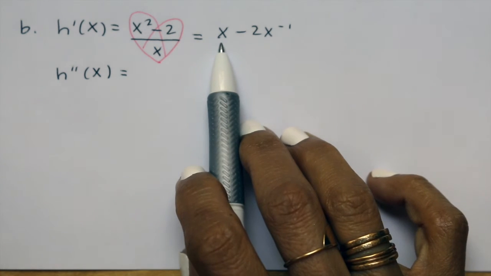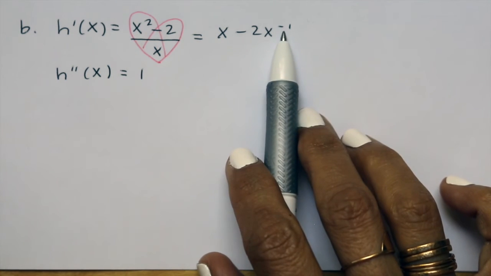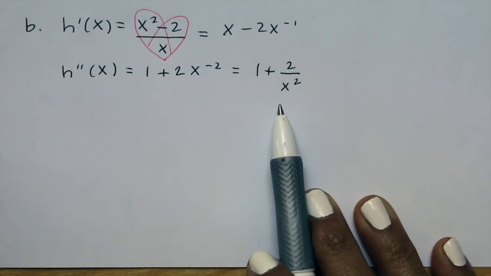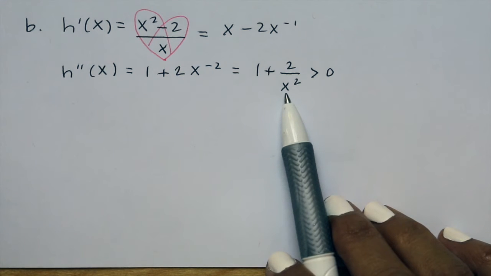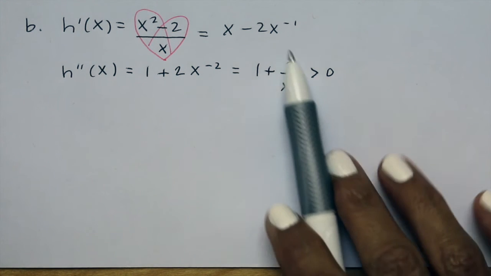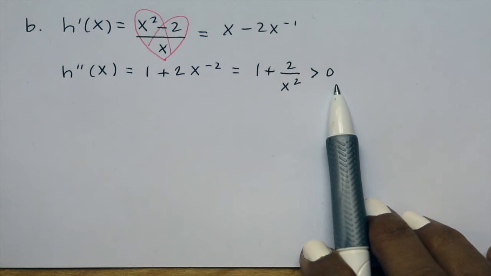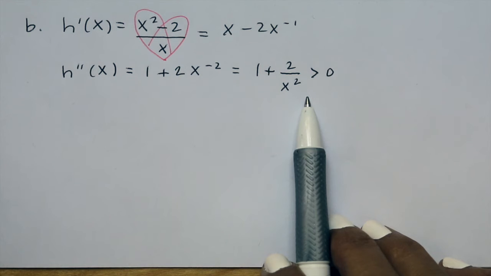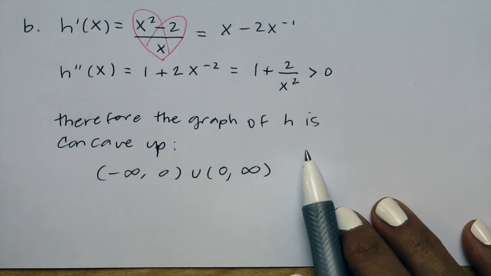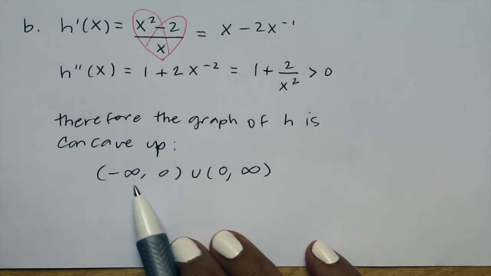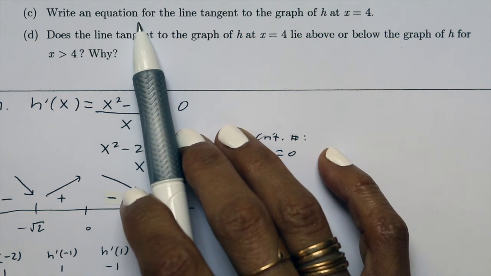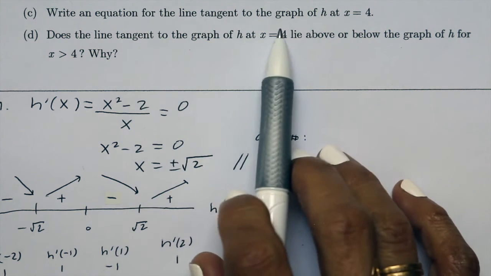The derivative of x is 1, and for the derivative of this term, we're going to bring the negative 1 down and multiply, and then subtract 1 from the exponent. So for the second derivative, you get 1 plus 2 over x squared. No matter what you plug in for x, whether it be a negative or a positive value, your whole expression will always be positive. Therefore, this function will be concave up for all values except for x equals 0. So I wrote it out. Therefore, the graph of h is concave up from negative infinity to 0, and then also from 0 to positive infinity.